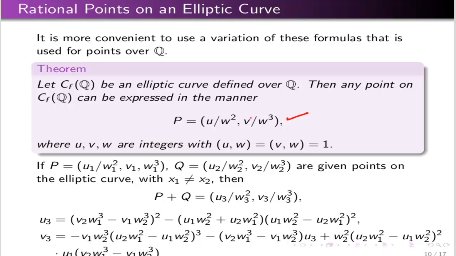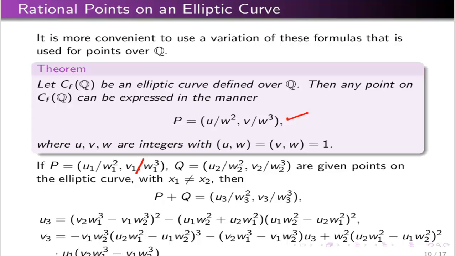So these are reduced fractions, but notice there's a relationship between the denominators. The denominator of the x coordinate is a perfect square of a whole number, and the denominator of the y coordinate happens to be w cubed. So u, v, and w are integers, with u and w relatively prime and v and w relatively prime. Okay, so I'll go through the proof of that on the next slide, but let's just point out how we do the arithmetic then.